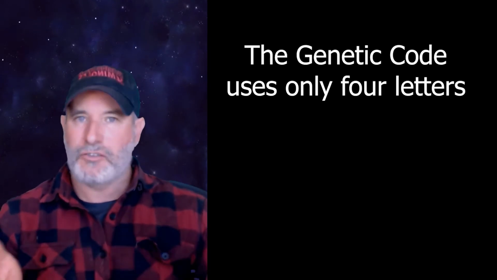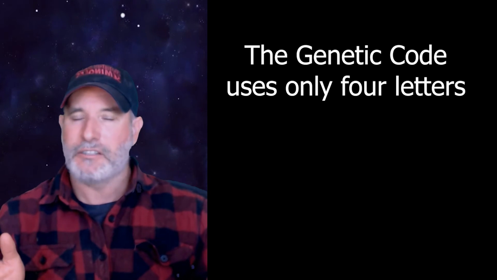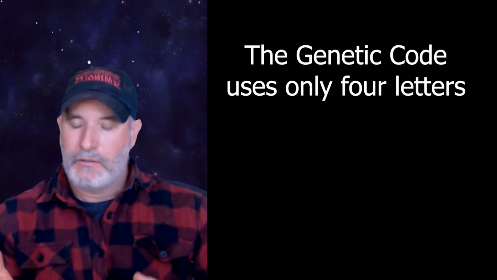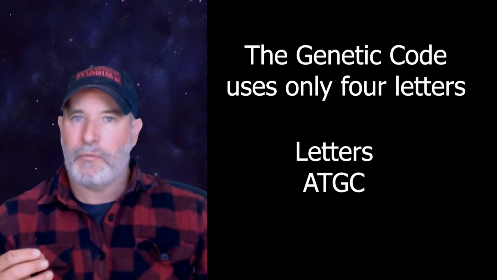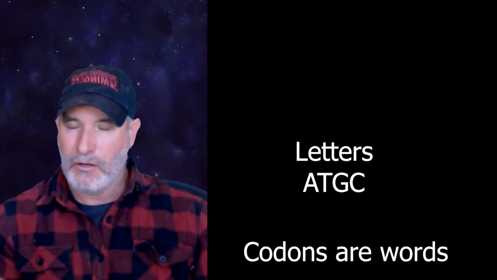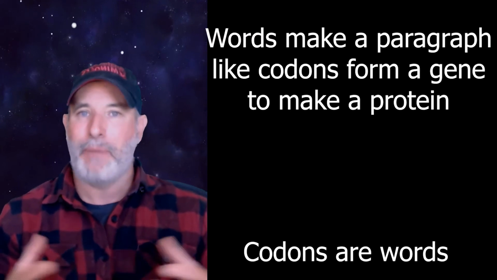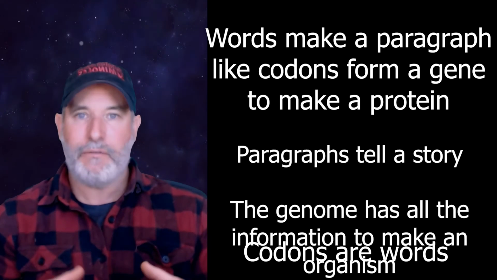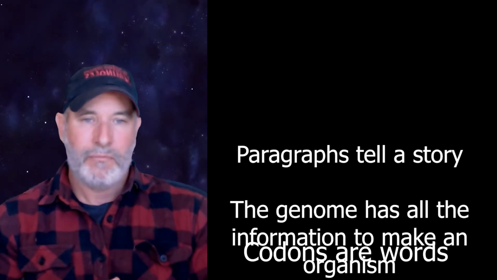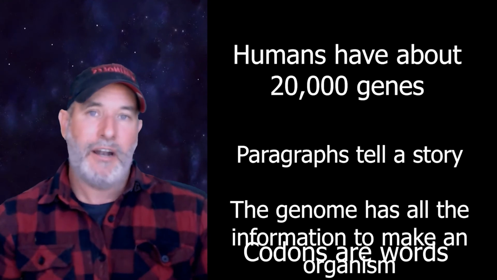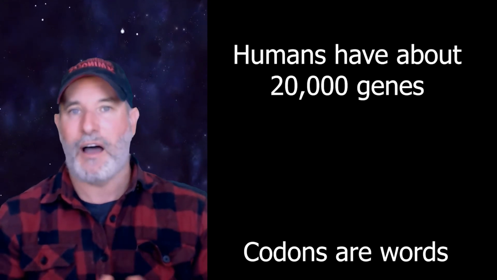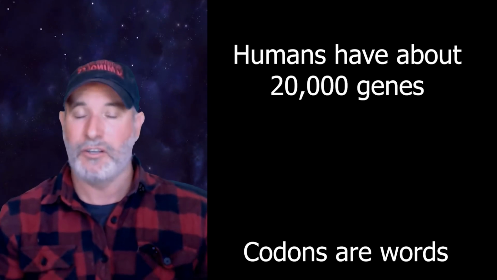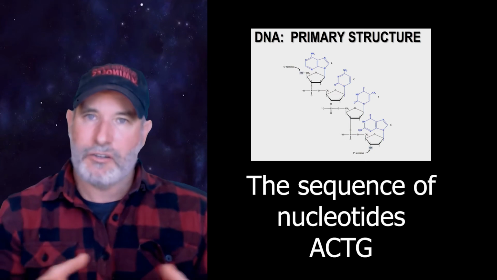Now, one more thing that I just want to rehash here with the genetic code is this. The genetic code, like I said, is a sequence of nucleotides. You've got 4 letters. Those letters come together to make words, which are the codons. Words come together, of course, to make a paragraph. A paragraph could be thought of as a protein. And then you have an entire genome, which tells a story. And that story could be the code for an animal like you and me. So we would have about 20,000 genes that are used to code everything we need to make a human.